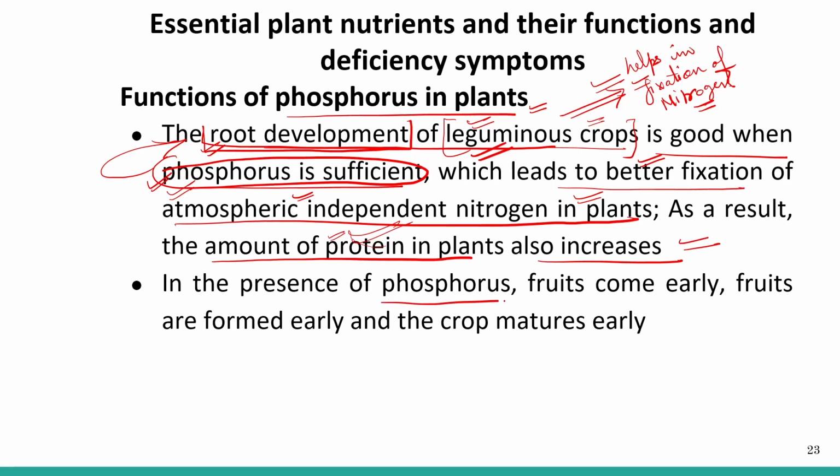In the presence of phosphorus, fruits are formed early and the crop matures early. So this is good, as it can protect the plant in some way from disease also. If the fruits form early, then they get matured early also. So they can bypass the disease and some other adverse weather conditions. In this way also, phosphorus is required in adequate quantity in the plants.